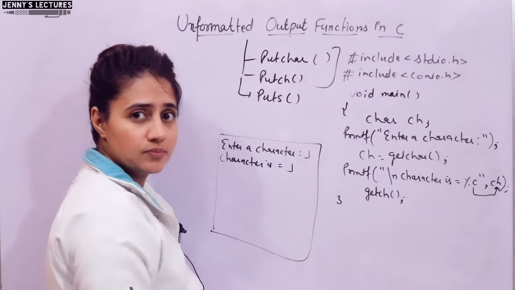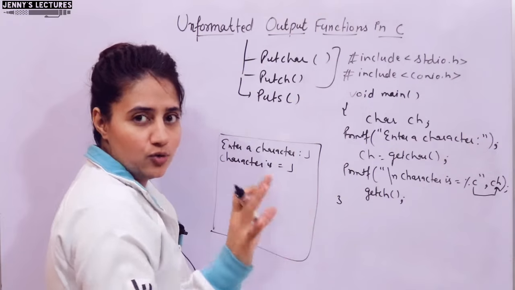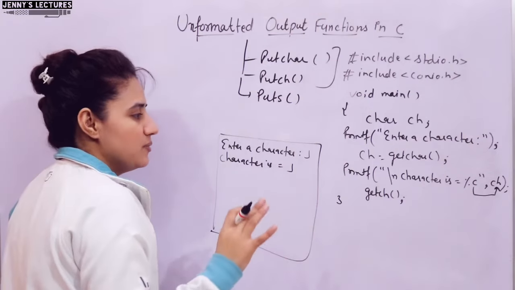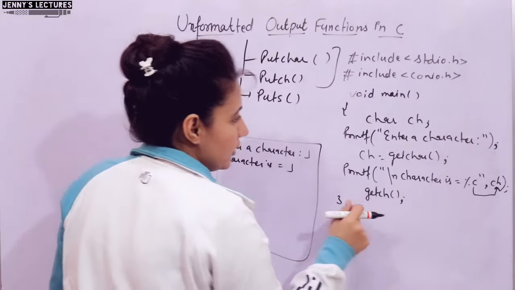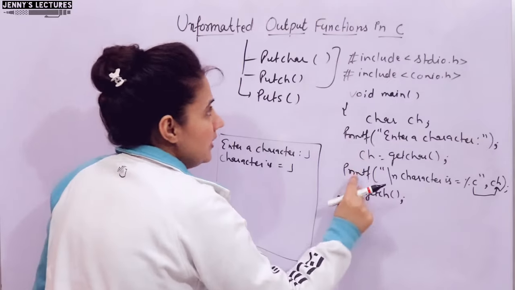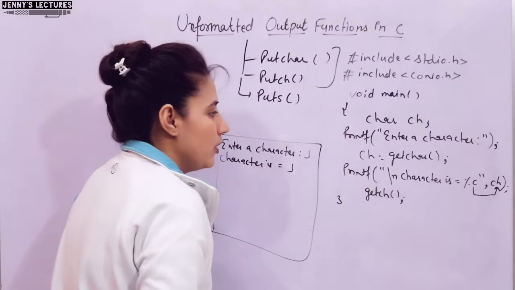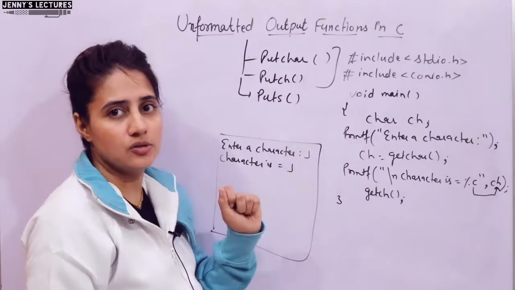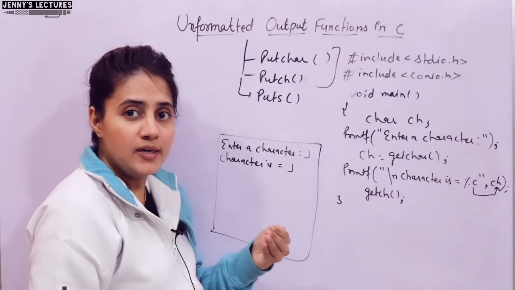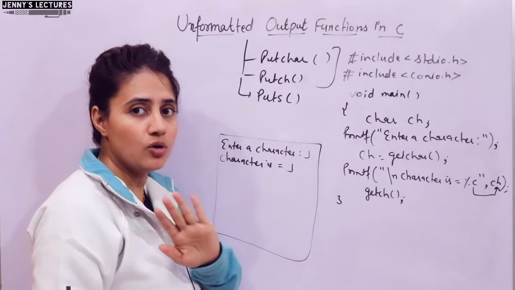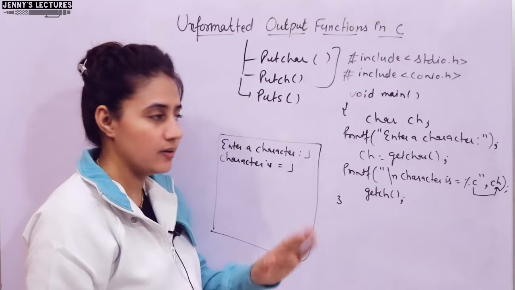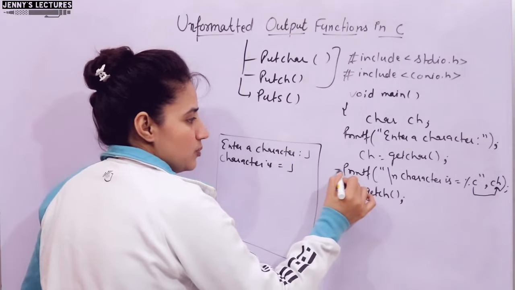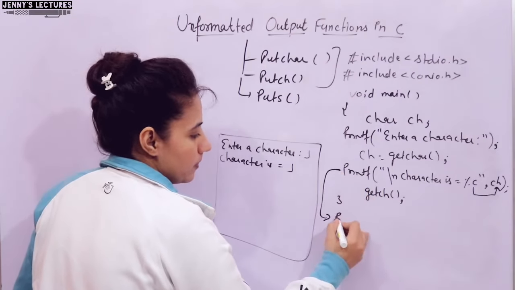And getch is what? Just to hold your screen. I hope you know the meaning of getch. Why am I saying this? Because I have discussed that in a previous video. Now rather than this printf, you can use what? You can also use this putchar function to print a single character. It will print only a single character, not more than that. So in place of this printf, what can you use?